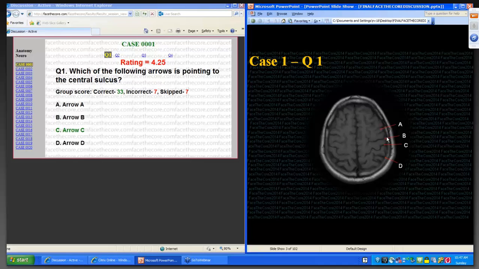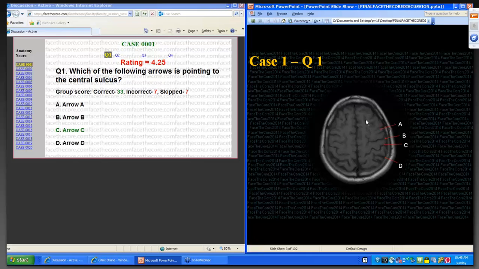Well, probably the first way to know is that the motor strip is always thicker than the sensory strip. So on this axial image, you see that this gyrus is thicker than the one immediately posteriorly. Also note that there are these convex posterior concavities in the motor strip itself, one of which we'll talk about in a few moments.